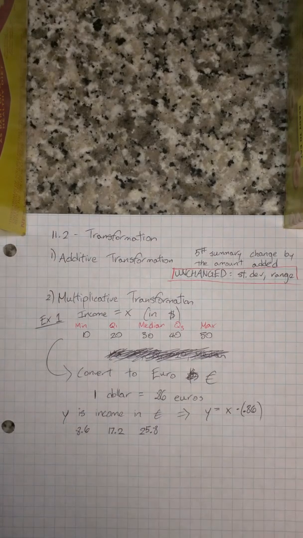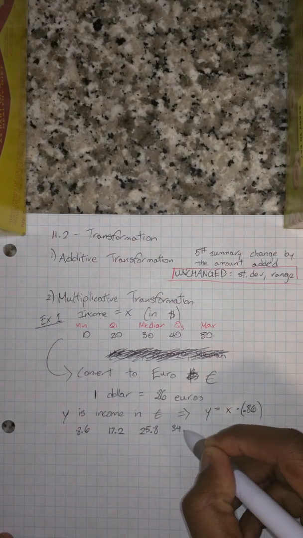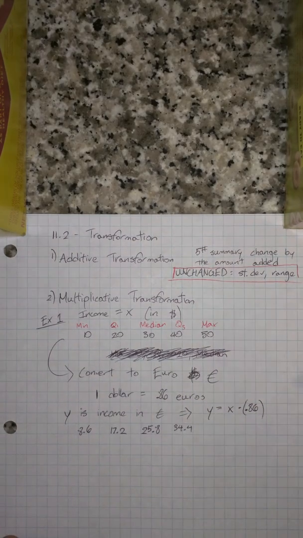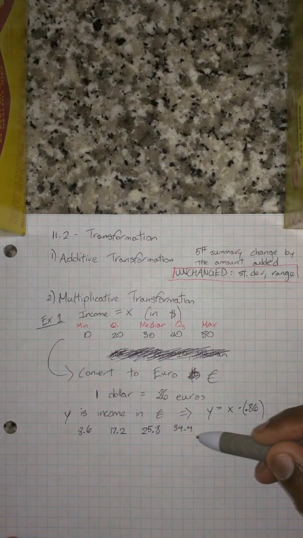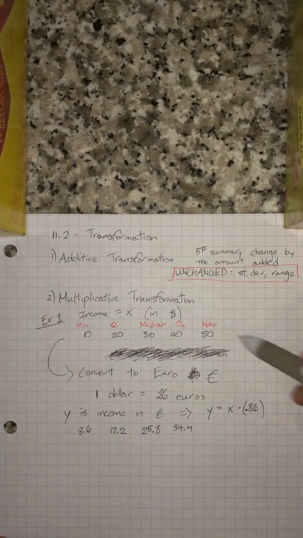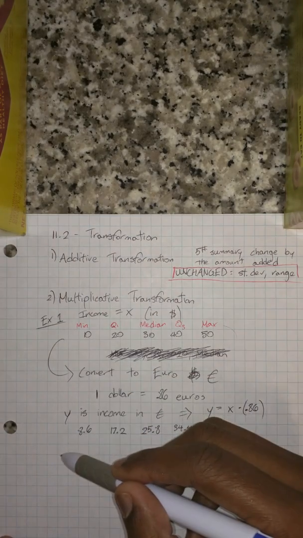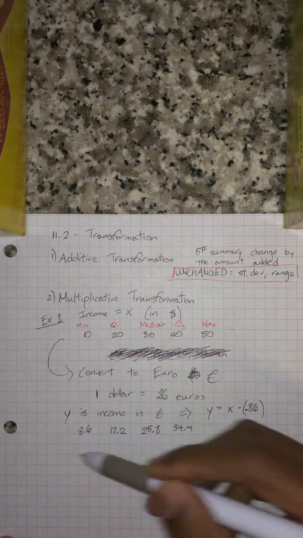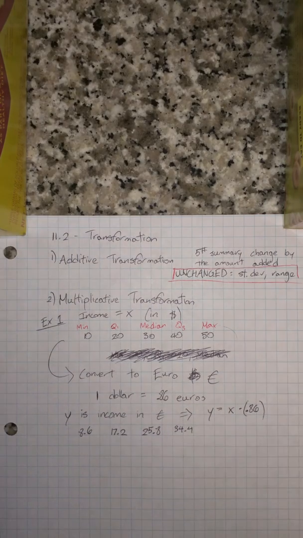What I'm going to do again is multiply 40 by 0.86. So the idea is that I'm applying a multiplicative transformation because I'm multiplying every single data point in my set by 0.86, because I want to convert every single dollar amount here to euro. So this is a completely new data set. And then let's do it for 50, and we'll be good to go.